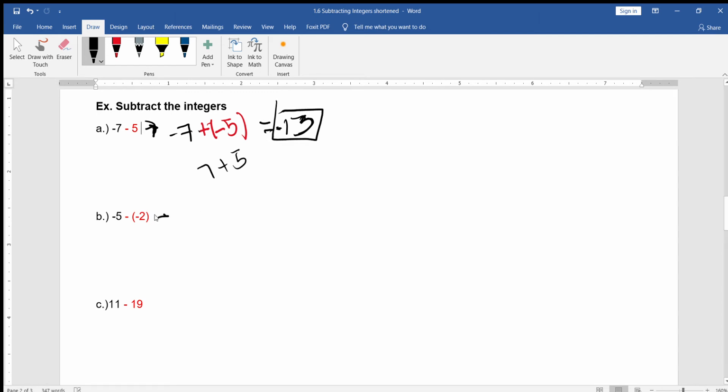Let's do B. We have -5 minus -2. What does it become? Plus. We're going to change minus to plus, and what is the opposite of -2? Positive 2. Let's draw parentheses so you know -2 changes to 2. Then we do the addition rule, which is basically 5 minus 2, which will give us 3.